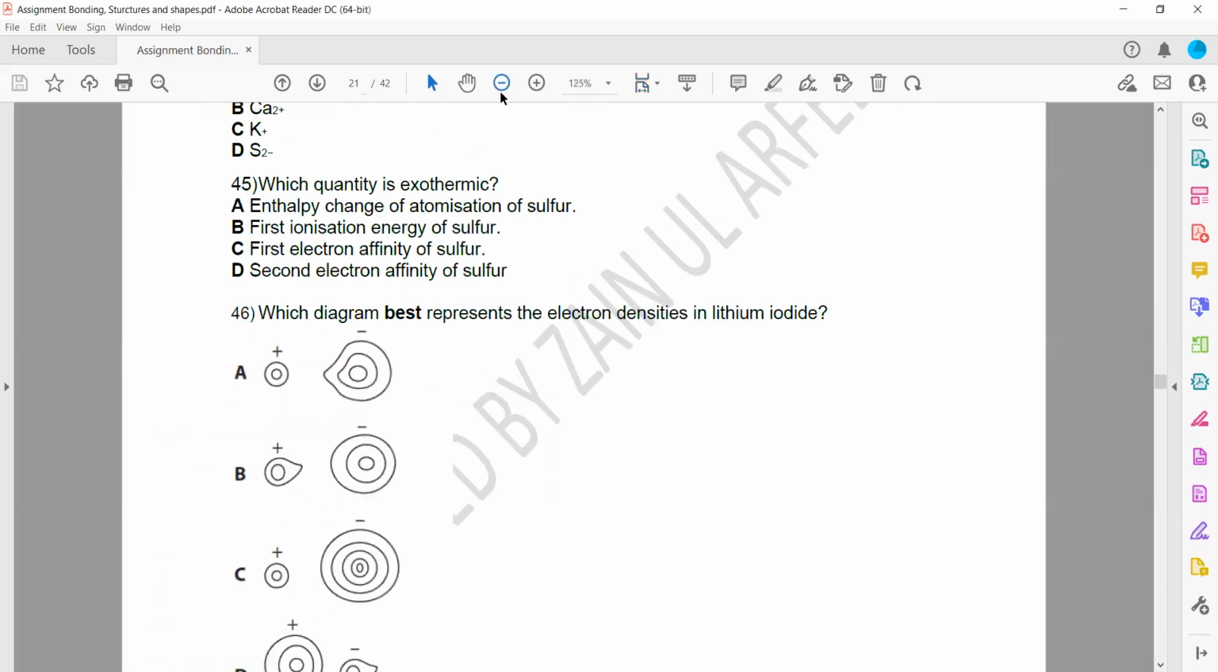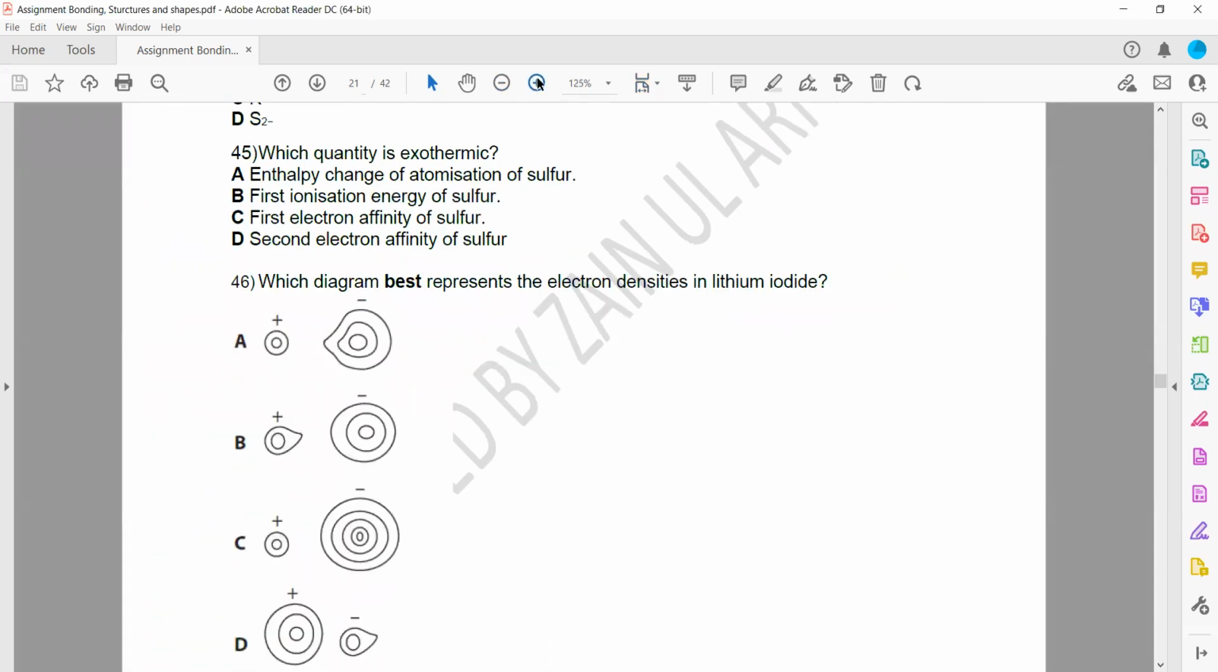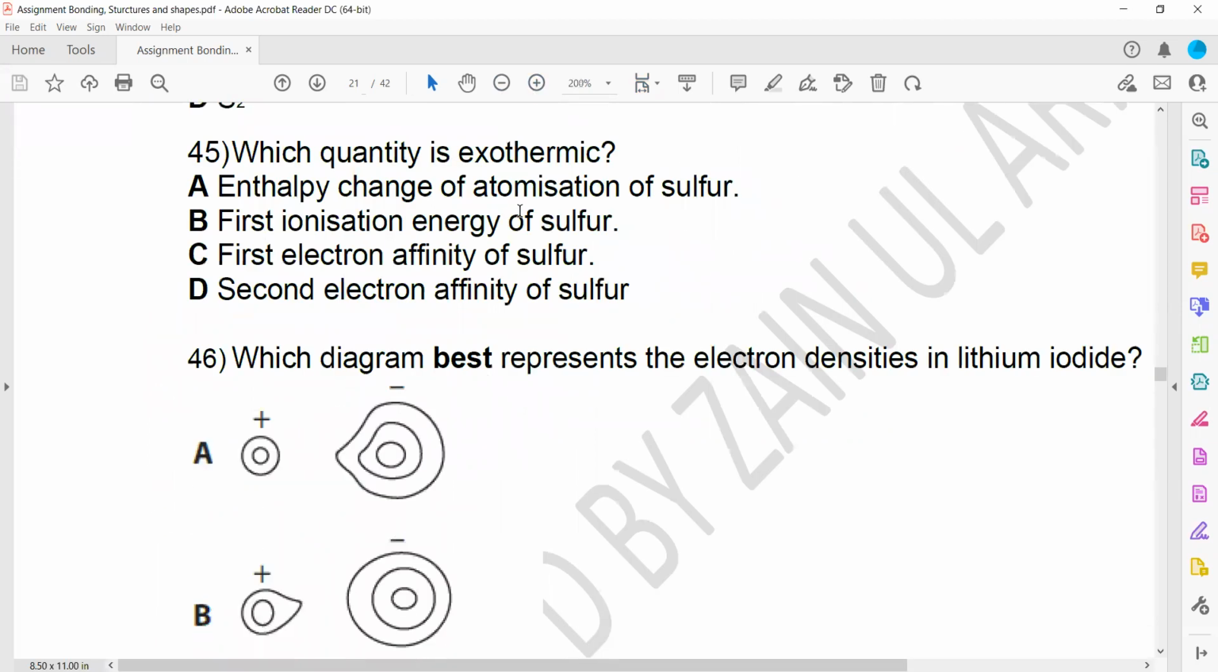In question 45, which quantity is exothermic? Exothermic means energy is released. Atomization means the energy needed to produce 1 mole of gaseous atoms. So if we have sulfur in a solid state and we produce sulfur gas, we have to supply energy to convert solid to gas. So this is endothermic, not exothermic.